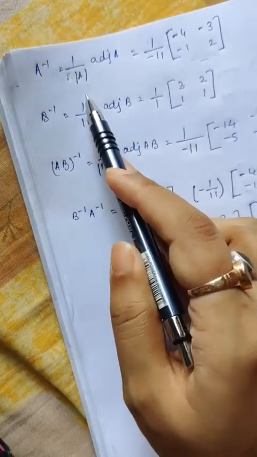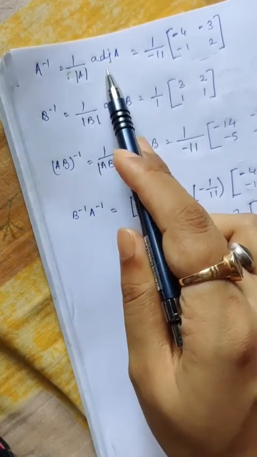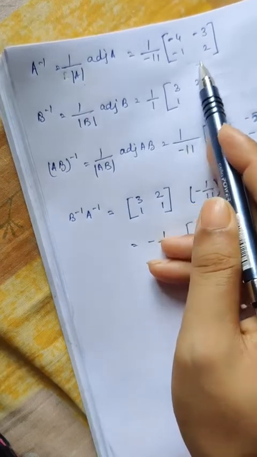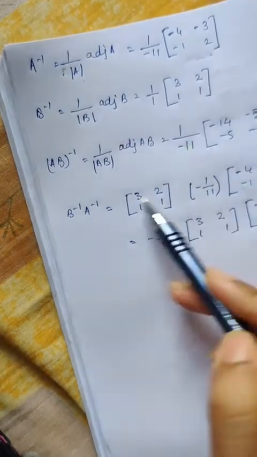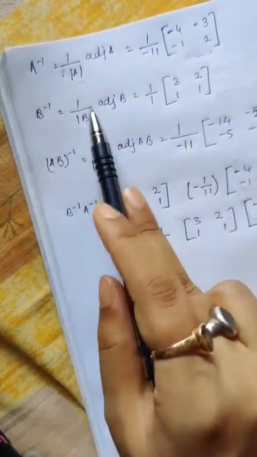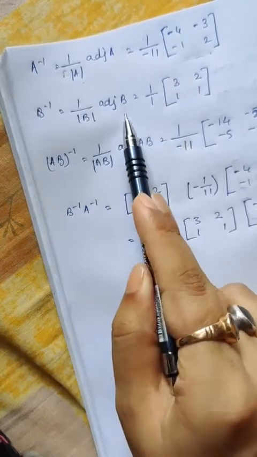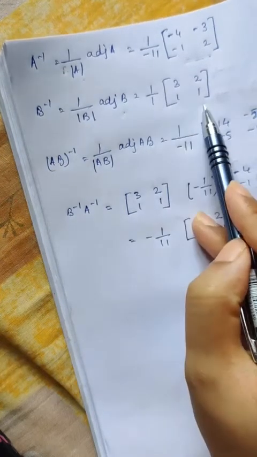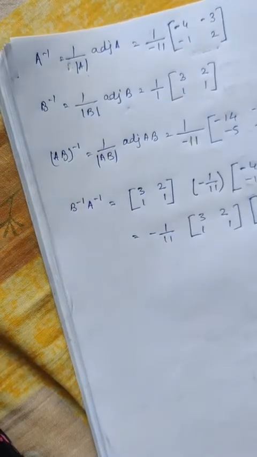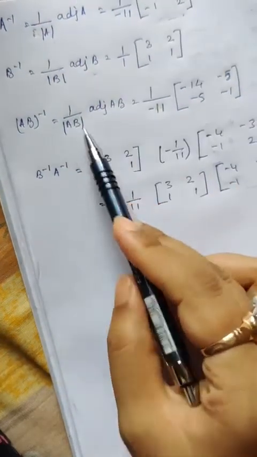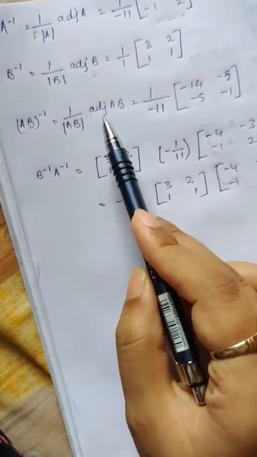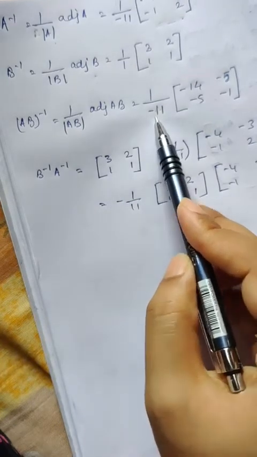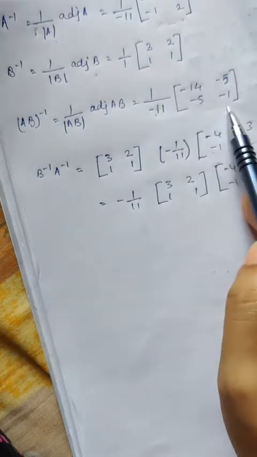For A inverse, we have to write the formula 1 by determinant A into adjoint A. The value of determinant A is -11 and adjoint A is this matrix. Now B inverse is 1 by determinant B into adjoint B. The value of determinant B is 1 and adjoint B is this matrix. Now AB whole inverse. So 1 by determinant AB adjoint AB. The value of determinant of AB is -11 and adjoint of AB is this matrix.